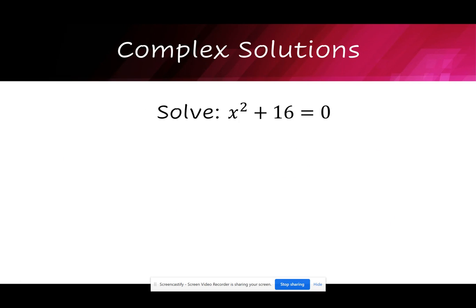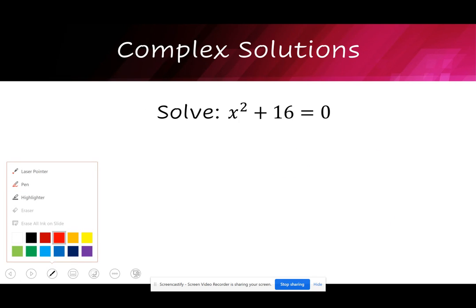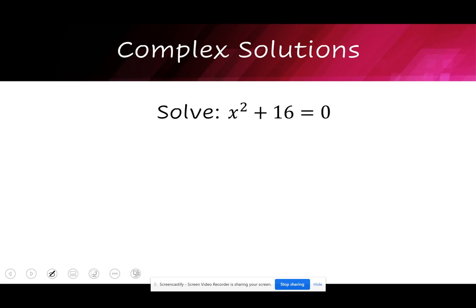Now we're going to see how we can use this to solve some equations. So if we have x squared plus 16 equals 0, to solve this you would subtract 16. We have x squared equals negative 16, and you take the square root. Well, now instead of saying, oh no, I can't take the square root of a negative number, you're going to get plus or minus 4i.